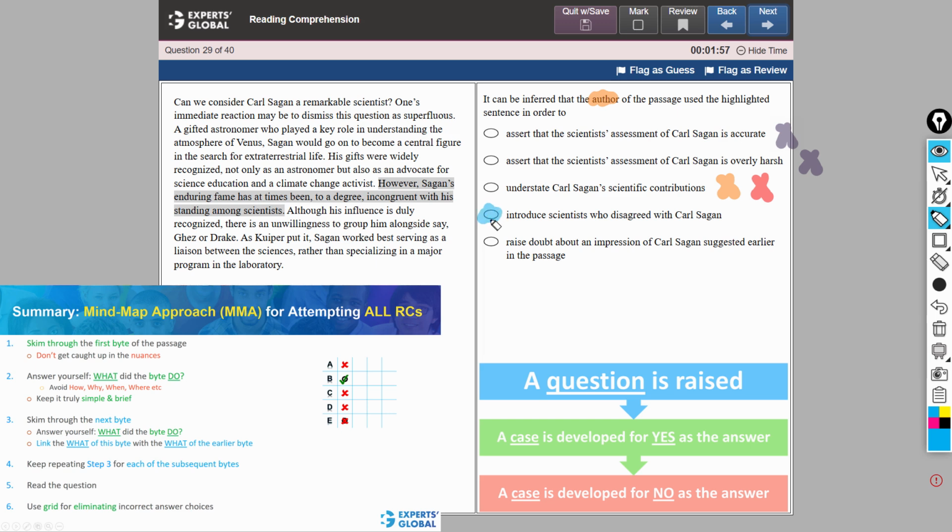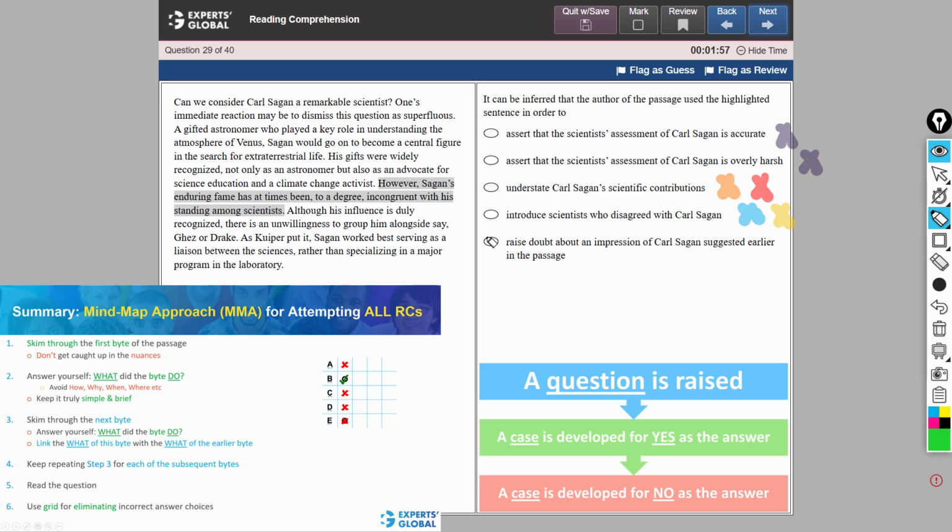Answer choice D is a trap because the passage does not introduce any specific scientists who disagree with our scientist. This sentence talks about the scientist community in general, so that's one problem. And one more problem with choice D is the use of this word disagreement. In this complete passage, no disagreement between other scientists and our scientist has been talked about. Only an incongruence between the fame of our scientist and his standing in the scientist community has been discussed. So that's another reason why choice D is incorrect.